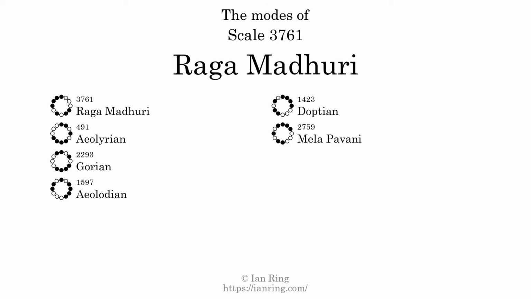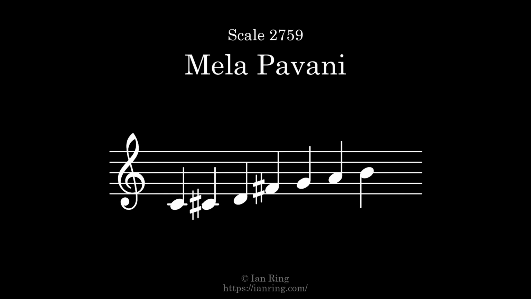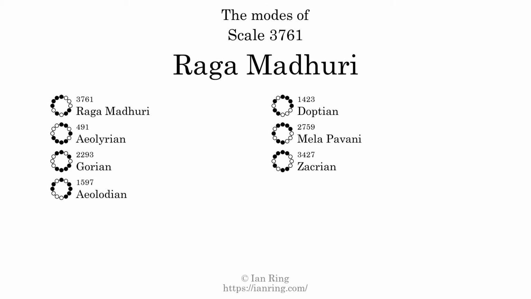The sixth mode is scale 2759, also known as Mila Pavani. It sounds like this. The seventh and last mode is scale 3427, also known as Zakrian. It sounds like this.